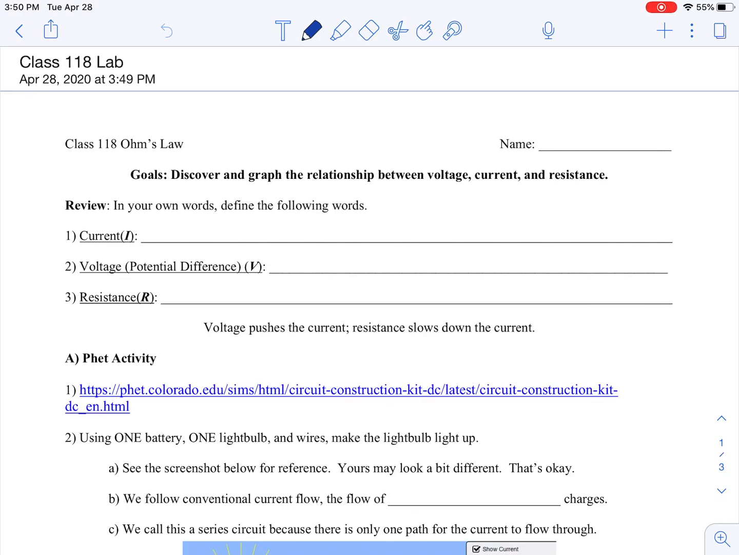So current is the rate at which charge flows. If charge flows faster, you have more current. If more charge is flowing, you have more current.